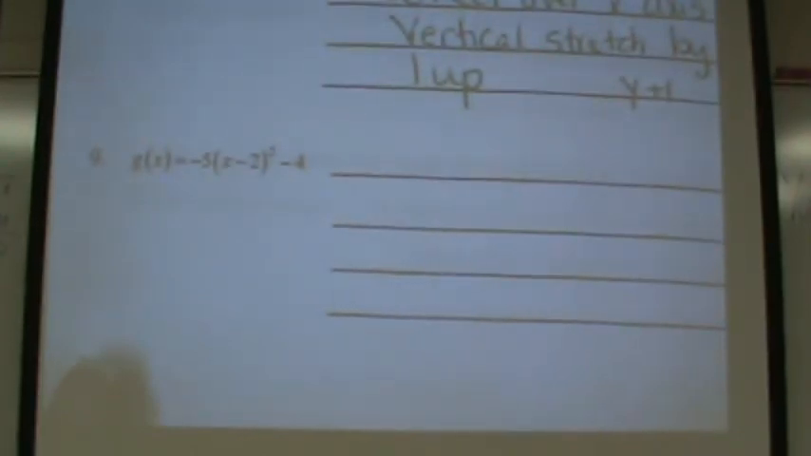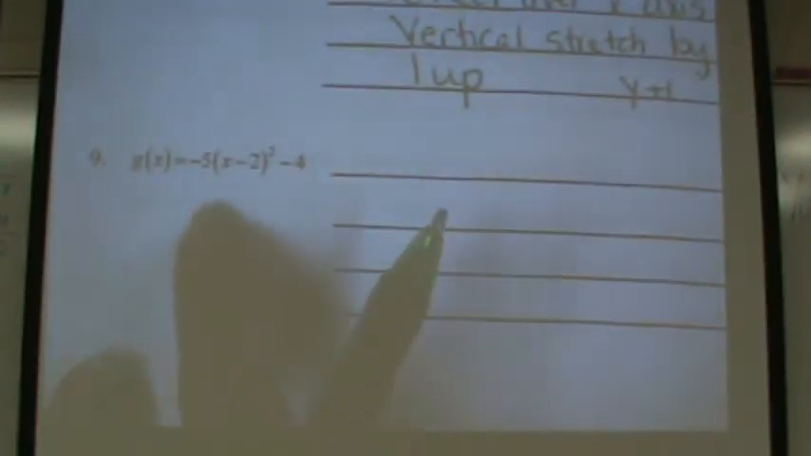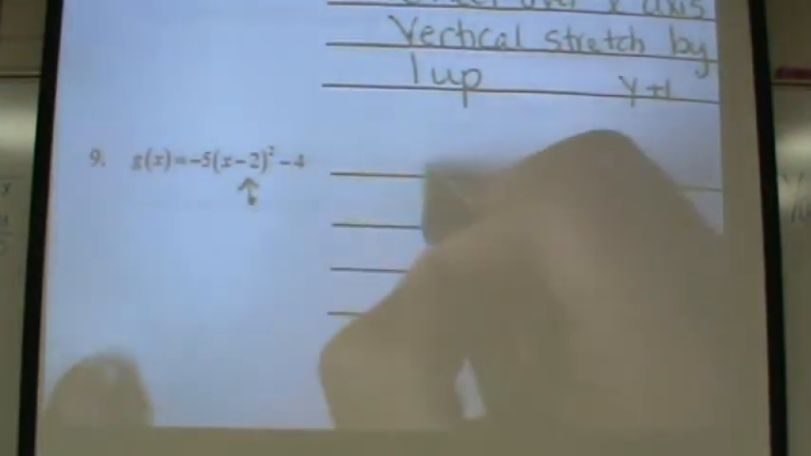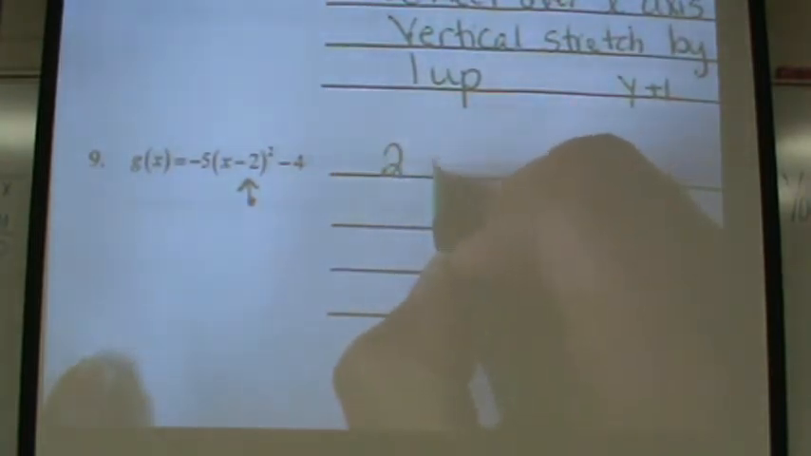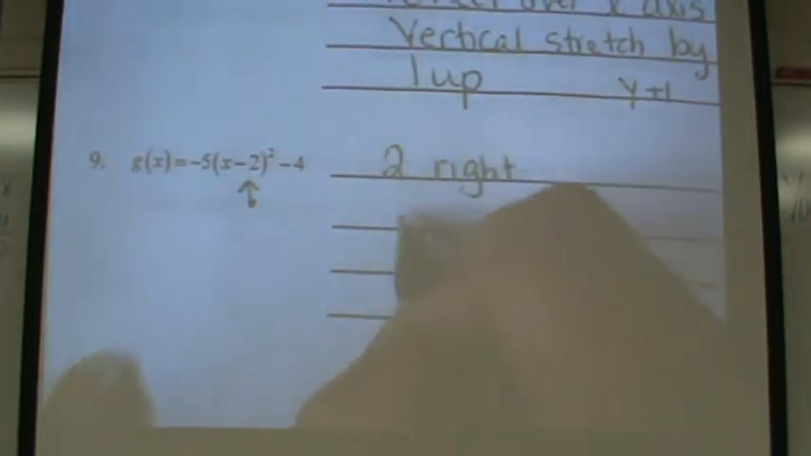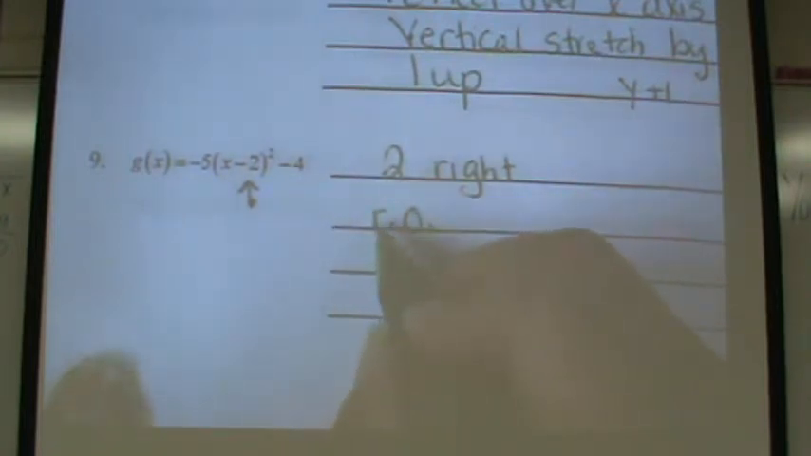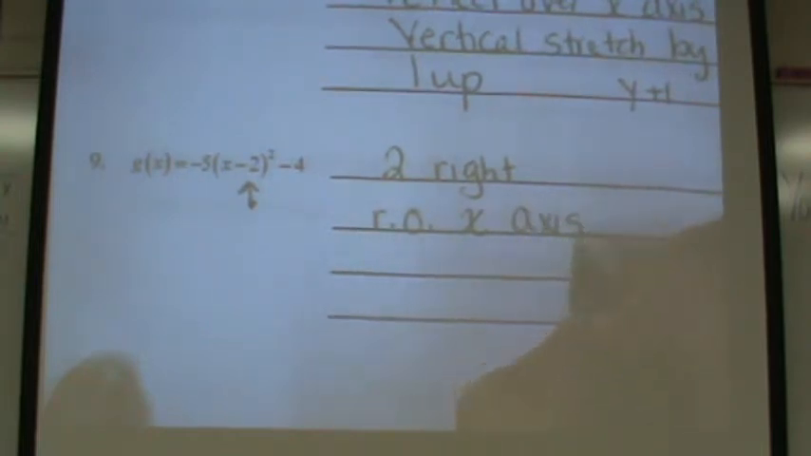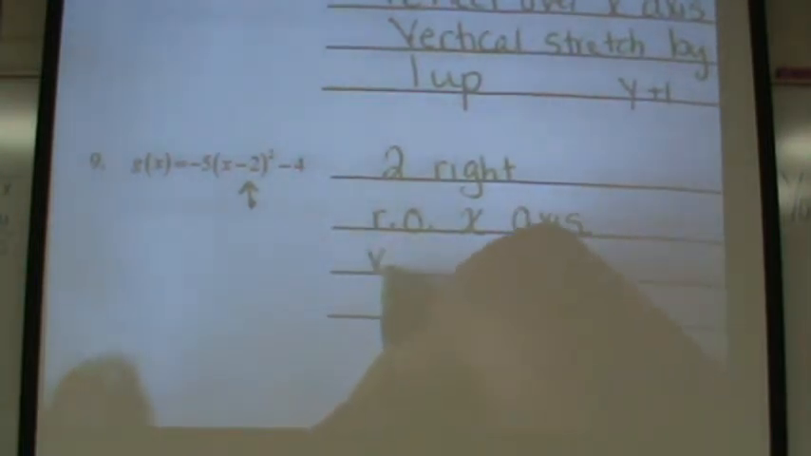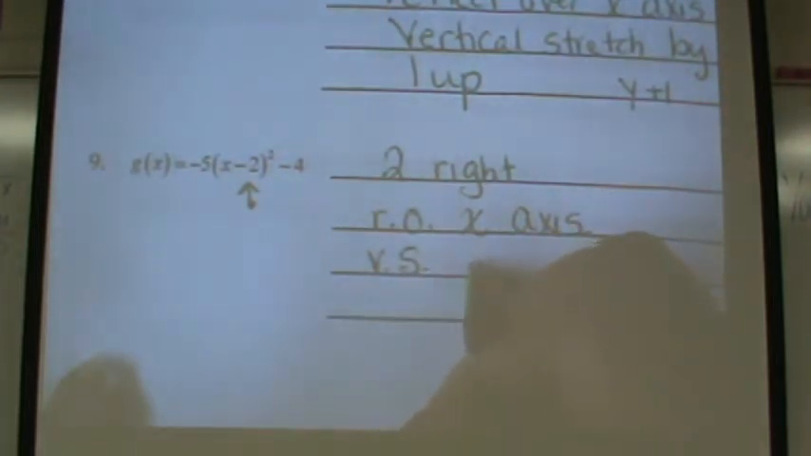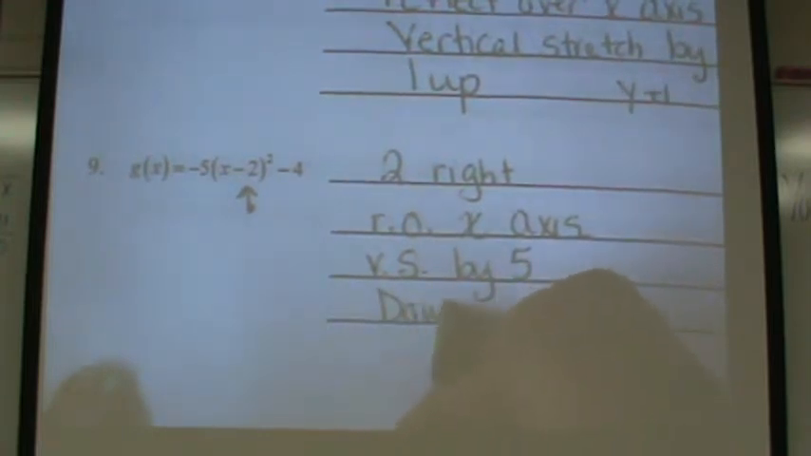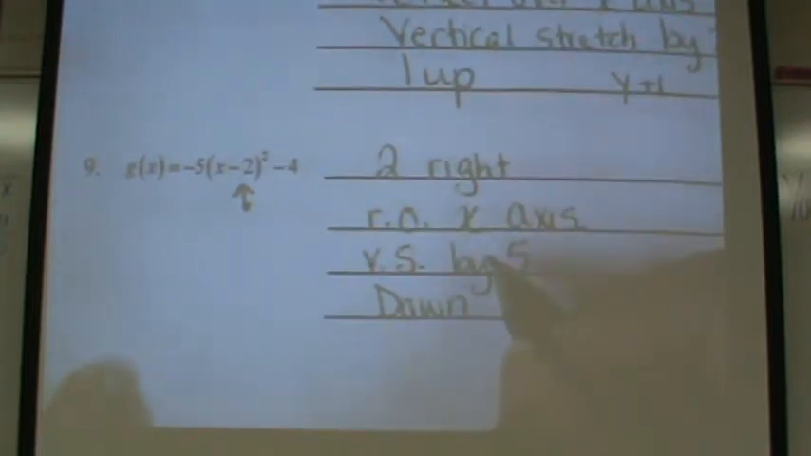Okay, the last one, number 9. We've got a C value, a B value, and a D. What comes first? B. Let's do that one. Right 2. Reflect over the x-axis. I'm just gonna write RO for reflect over. And vertical stretch of 5. VS by 5, and what else? Down 4.